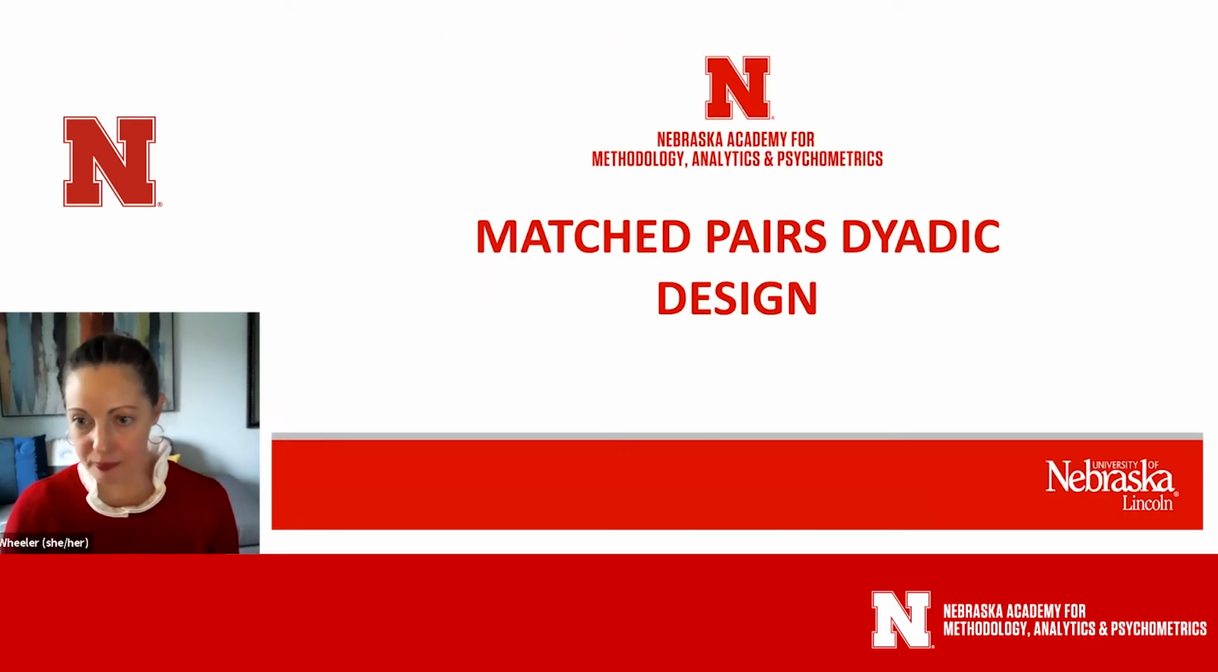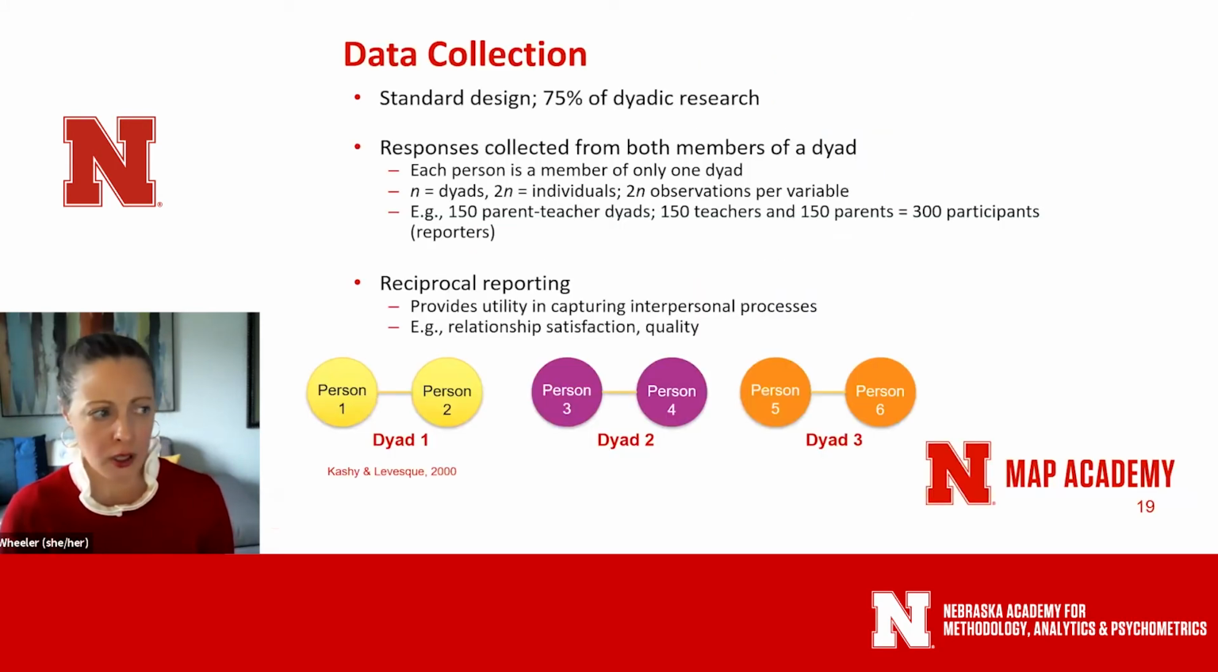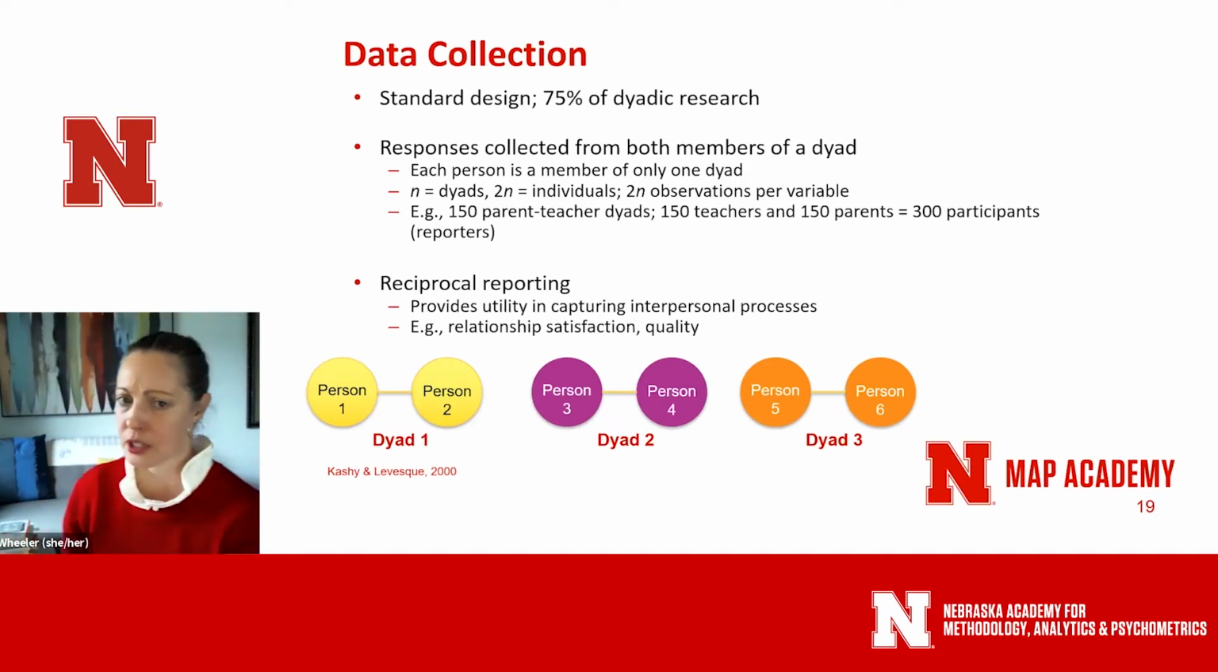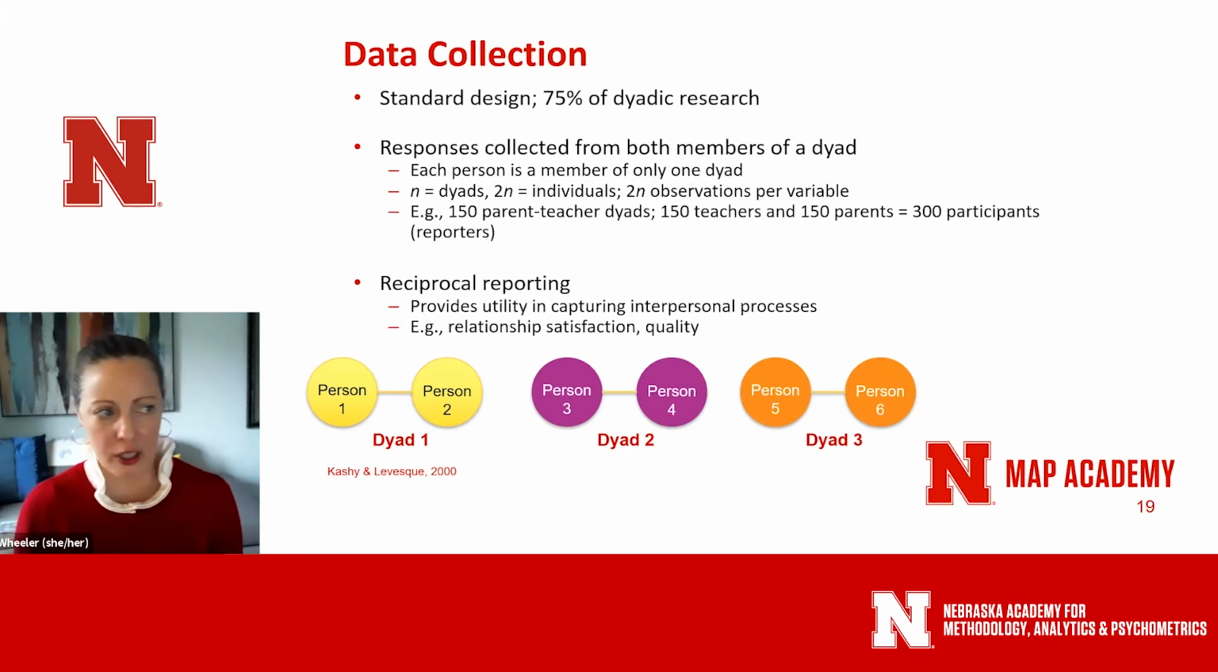Okay. So I do want to talk about one particular type of research design that can be used with dyadic data. This type of research design is called a matched pairs design. Matched pairs designs are probably the most common approach used in the literature. I mean, it's very standard. About 75% of dyadic research uses this type of approach or research design.